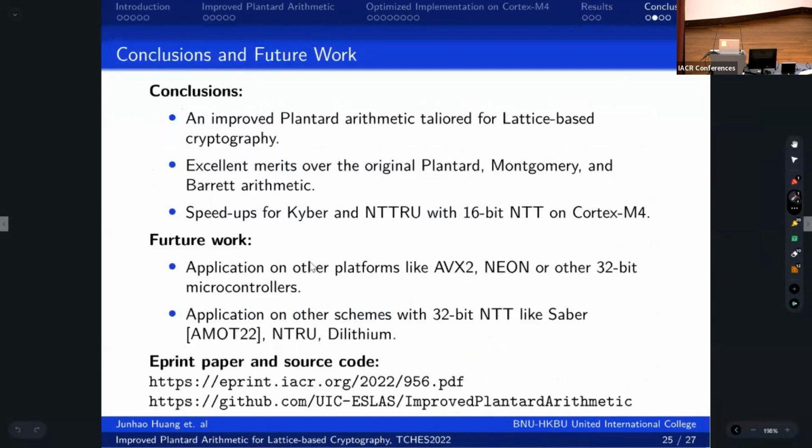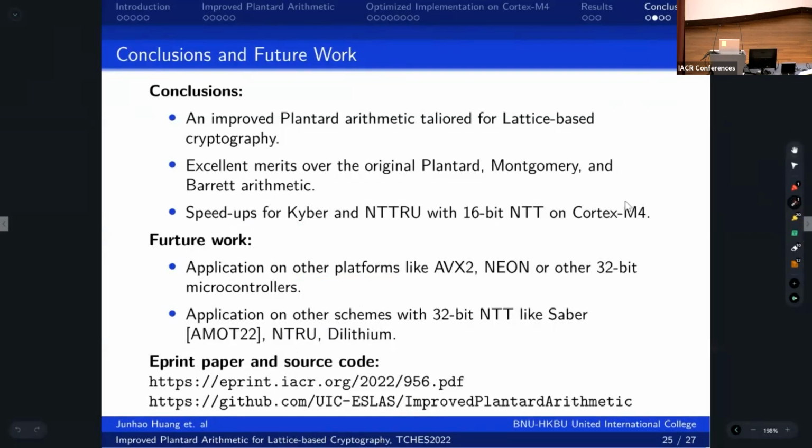So in sum, this paper presents an improved Plantard arithmetic tailored for LBC, and it has some merits over the original Plantard, Montgomery, and Barrett arithmetic. And by replacing the Montgomery and Barrett arithmetic with the improved Plantard arithmetic, we obtain speed up for Kyber and NTTRU with 16-bit NTT on Cortex-M4. And future work can be done on its application on other platforms or on other schemes with 32-bit NTT.